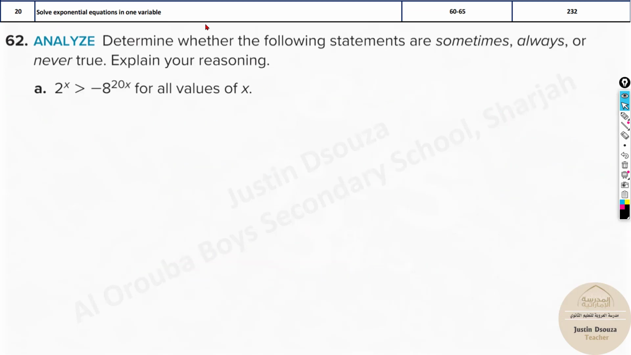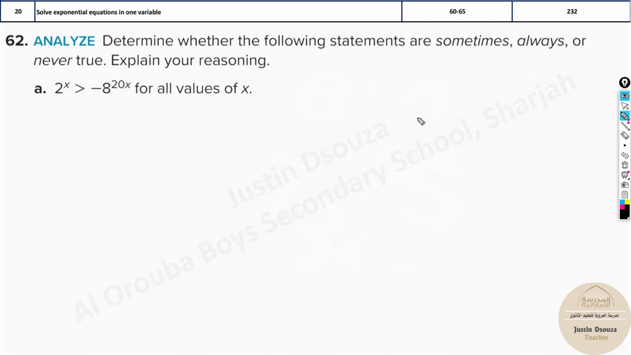Now another problem over here is to determine whether the following statements are sometimes, always, or never true. Explain your reasoning. Now this can be solved in different ways. Let's see over here. You can see 2 to the power x is greater than minus 8 times 20 to the power x, for all values of x. How would you solve this?